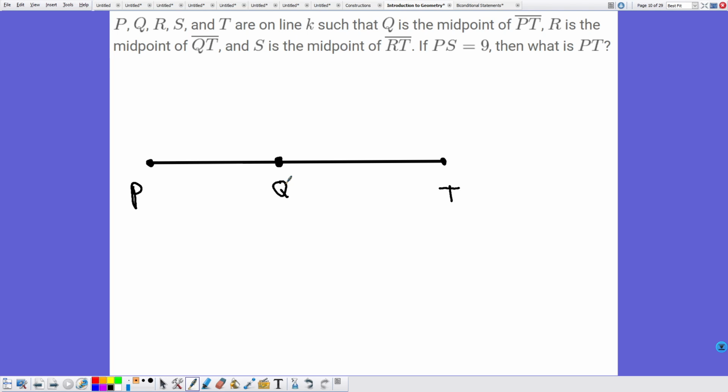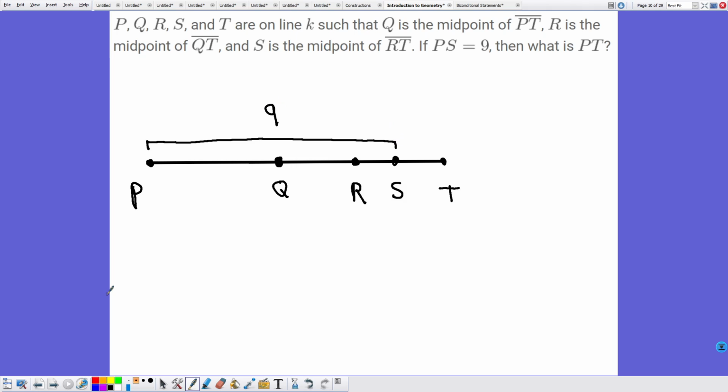R is the midpoint of QT. So somewhere in the middle of QT is the point R. And S is the midpoint of RT. So halfway between R and T is the point S. So here's the segment that we're working with. We know that PS, that length is 9. So this entire segment right there, 9.